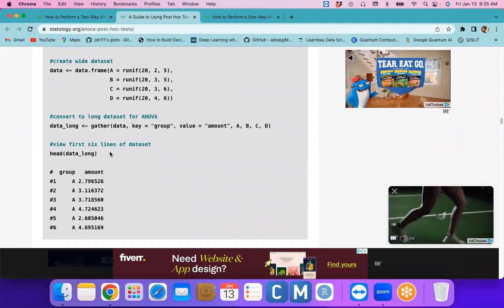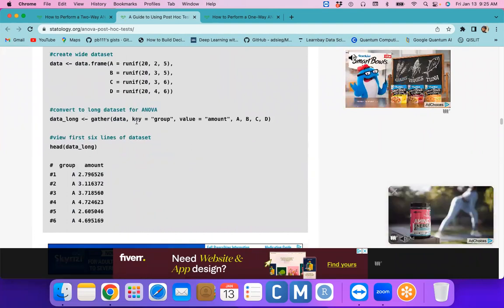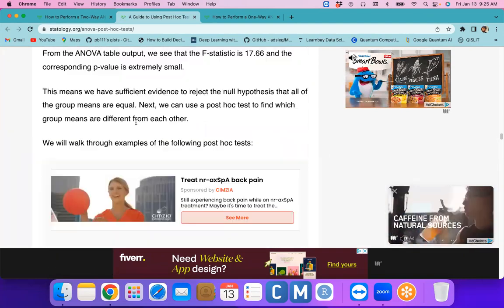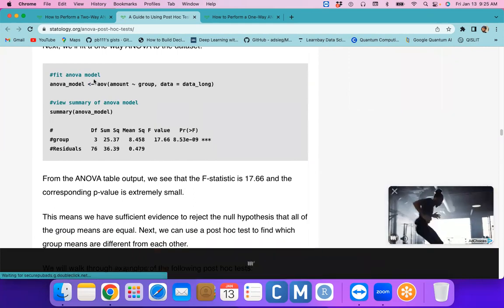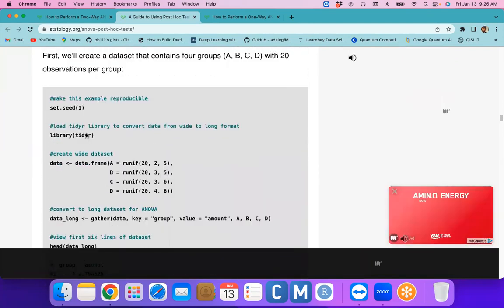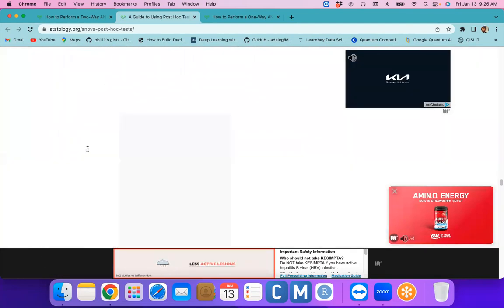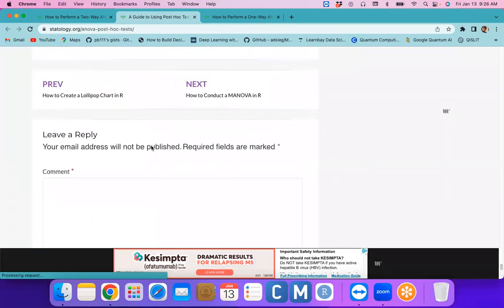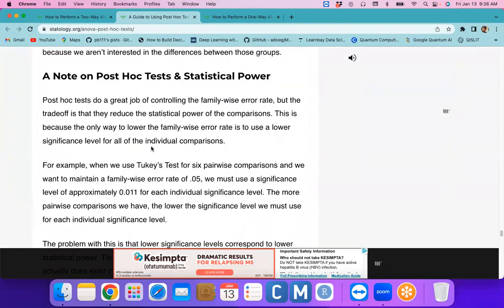So here you create the data frame and convert the long data set for ANOVA, and the Tukey test will do the same thing. We would like to apply the ANOVA, and this is the R code. We can do the same thing with the help of Python also.